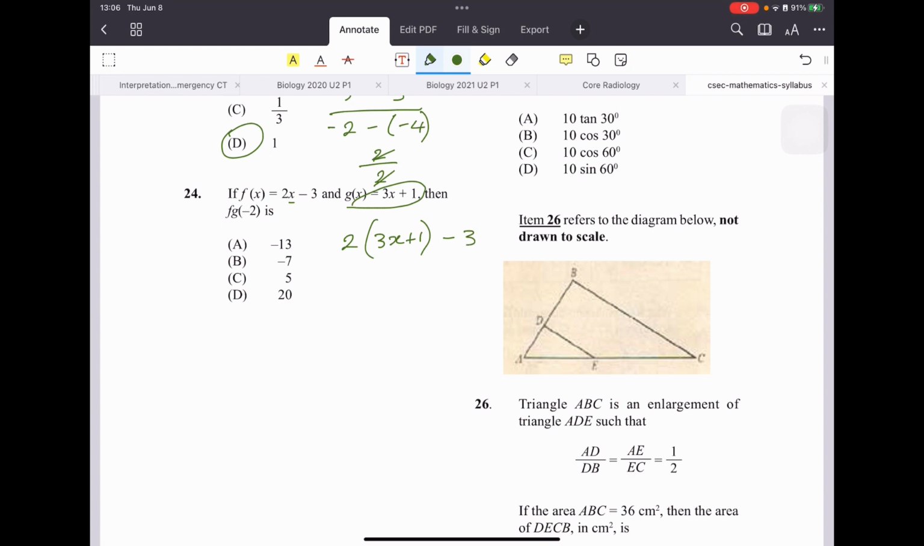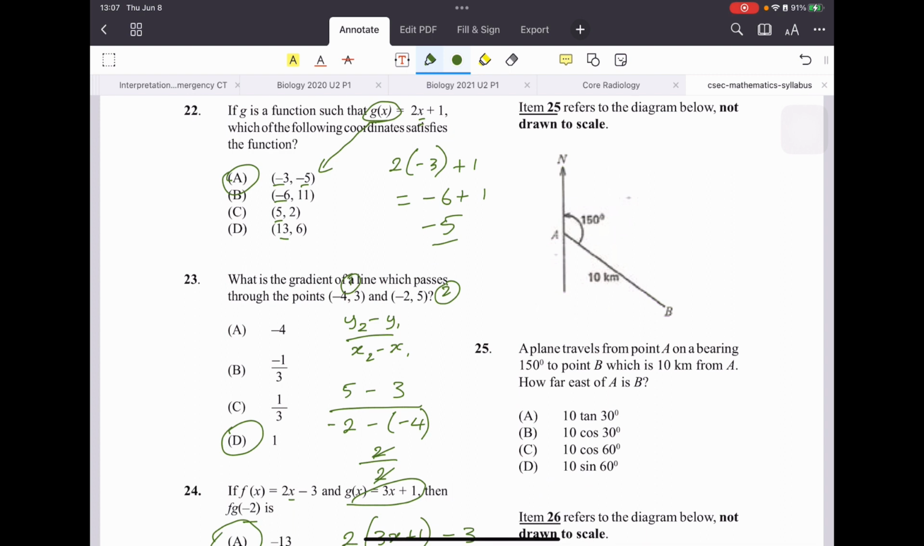So from here we can do two different things. Every time we see x, we put in the minus 2 now, or we could simplify this and then put in the minus 2 after. So I'm going to simplify it for you first. So 2 multiplied by 3x is 6x, 2 multiplied by 1 is 2, and then we have the minus 3 here, so this is going to be 6x minus 1. And now we can put in wherever we see x minus 2. It's going to be 6 into minus 2 minus 1, which is minus 12 minus 1, and that is minus 13. Alright?